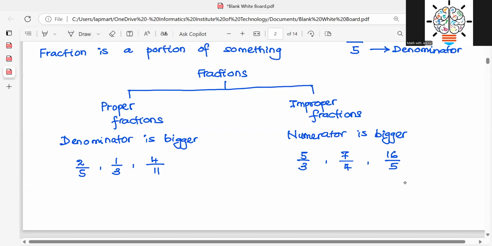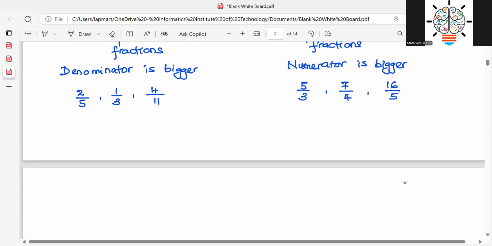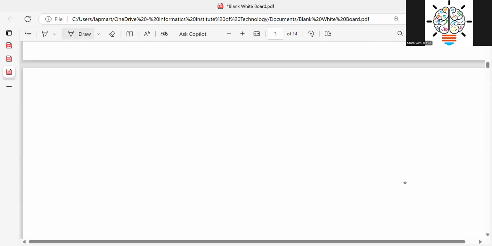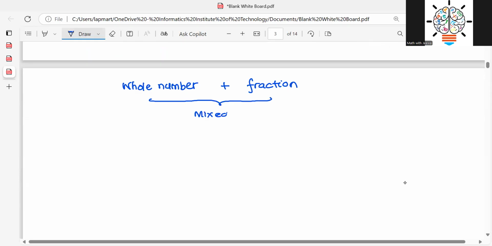Then we want to revise the mixed numbers. When you have a whole number and a fraction together, what do we call that? We call it a mixed number, right? We call it a mixed number.